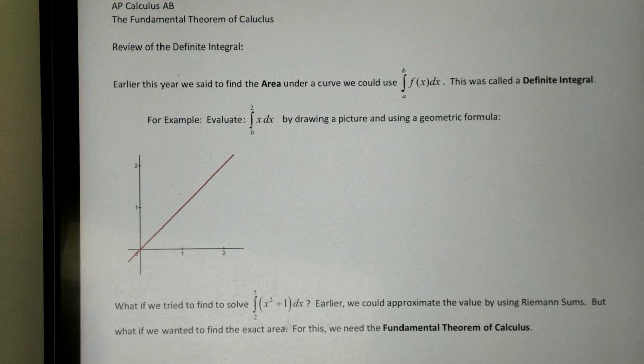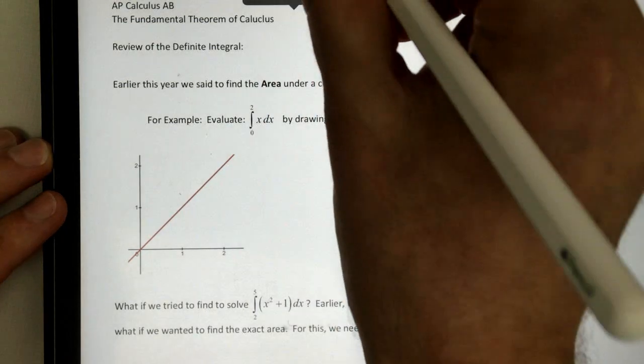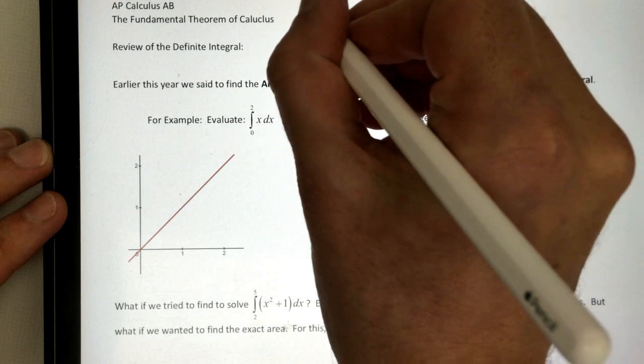Hello and welcome back. Today we're going to talk about something very important in math. It's called the fundamental theorem of calculus, or what we call the FTC for short.